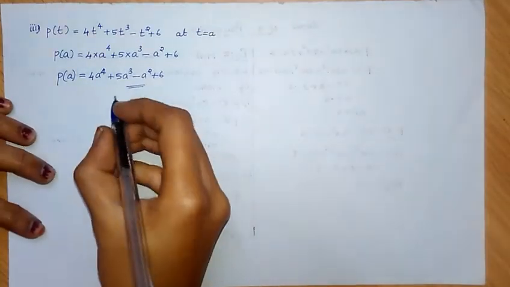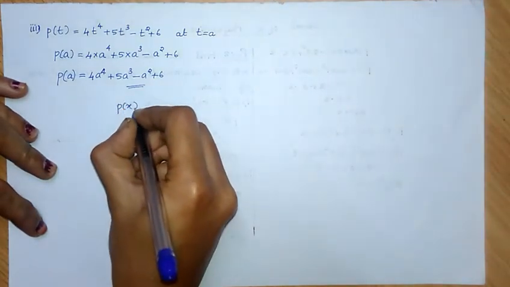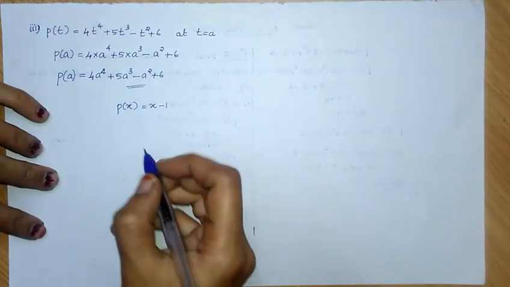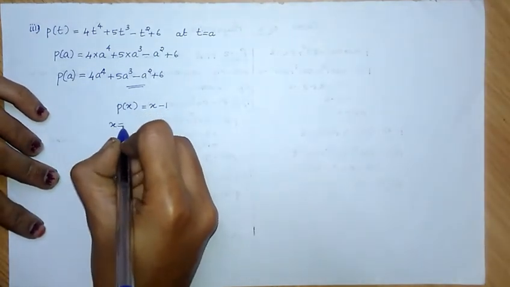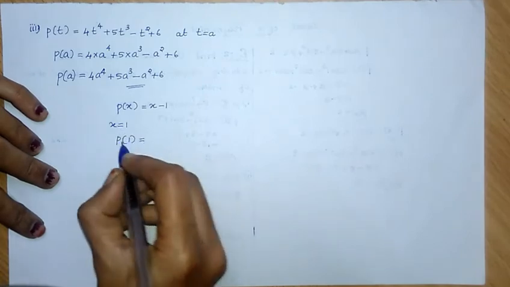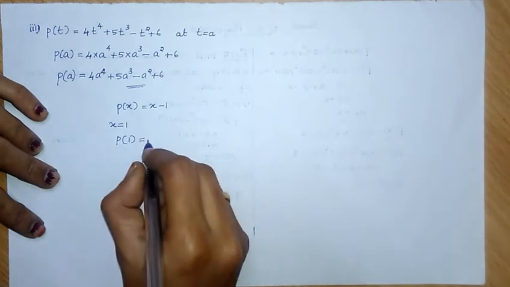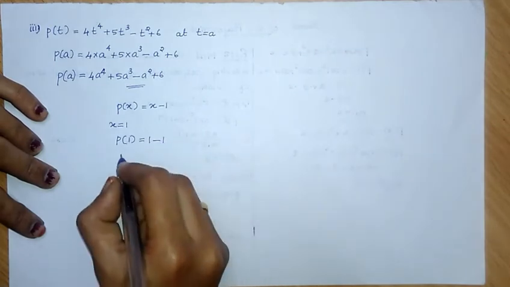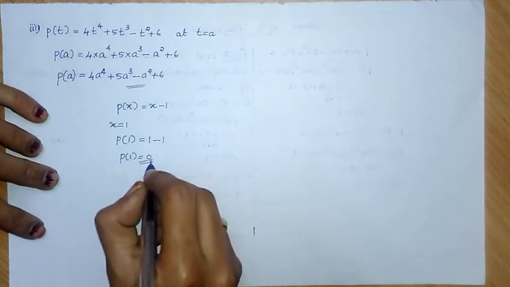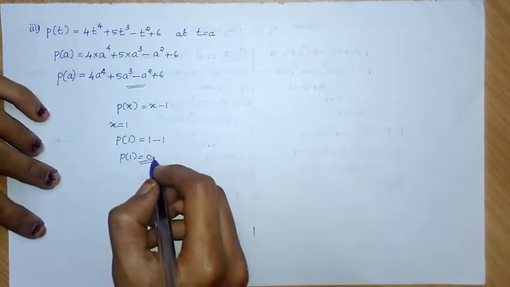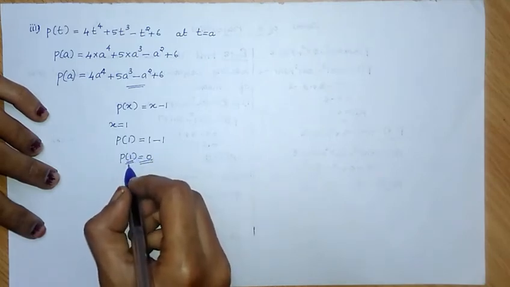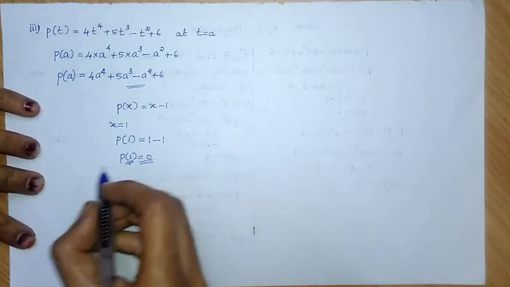Now, consider the polynomial P of x as x minus 1. Now, I am going to give the value of x as 1. So, you will get P of 1 equal to, in the place of x we have to apply 1. So, 1 minus 1. P of 1 is equal to 0. So, here we got the value as 0. So, we can say that 1, the applied value here is 1. So, 1 is the 0 of the polynomial P of x.